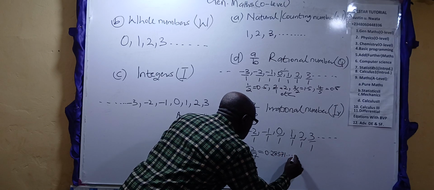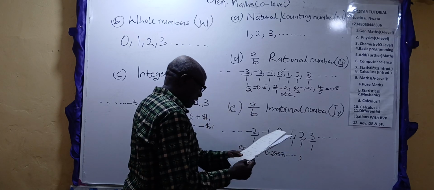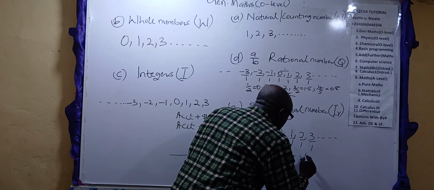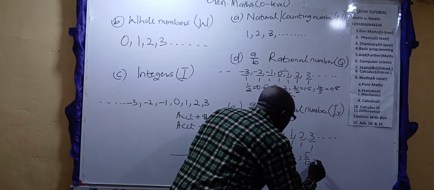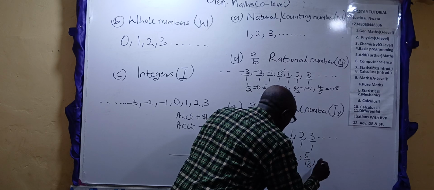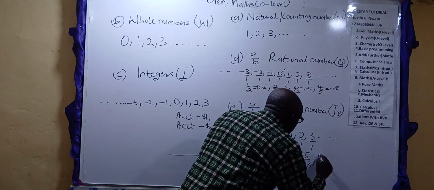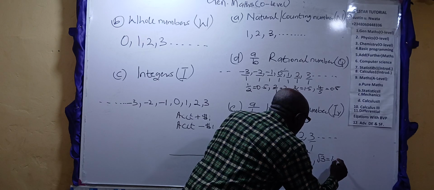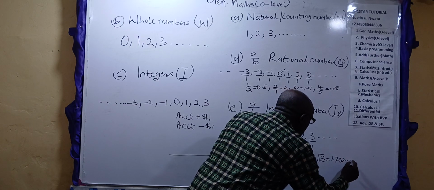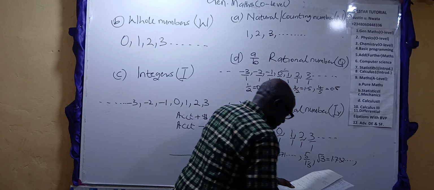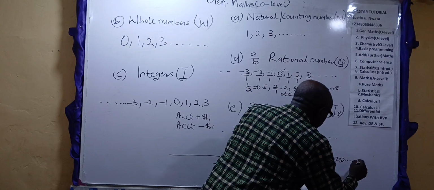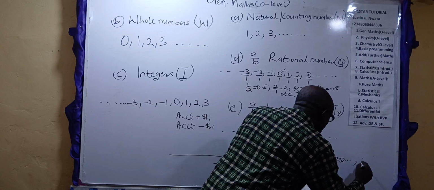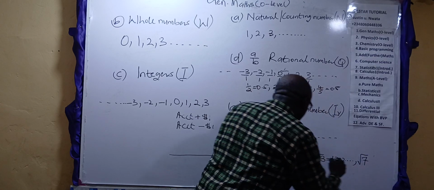0.28571 non-stop. Divide the number again, like 5 over 13. You can never stop. Numbers like root 3 go non-stop. The square root of 3 gives 1.732 non-stop. 5 over 13, root 7, and so on and so forth.